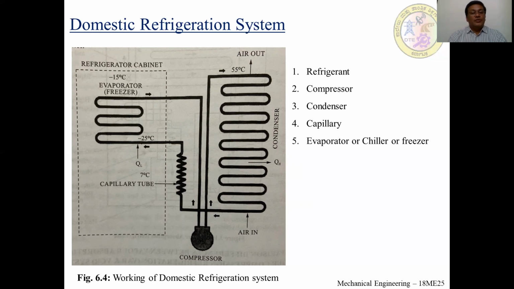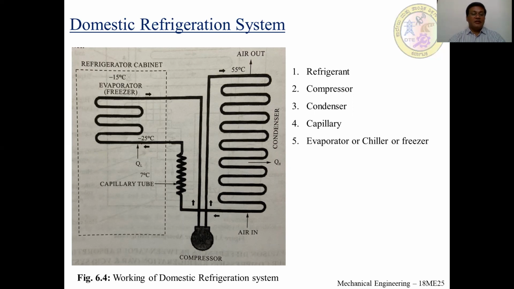Coming to the working of this domestic refrigeration system, the compressor sucks the refrigerant from the evaporator and discharges high pressure, high temperature refrigerant, because compression takes place in the compressor. Then the refrigerant from the compressor enters the condenser, where it is cooled by atmospheric air. The refrigerant leaving the condenser then enters the expansion device.